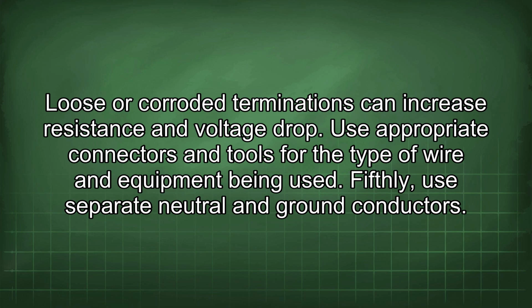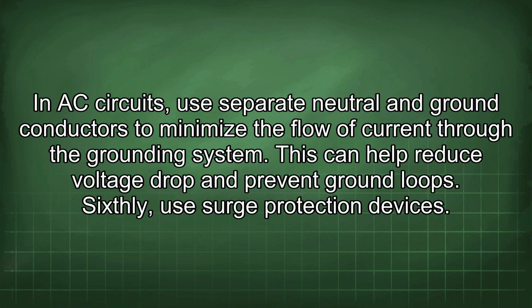Fifthly, use separate neutral and ground conductors. In AC circuits, use separate neutral and ground conductors to minimize the flow of current through the grounding system. This can help reduce voltage drop and prevent ground loops.